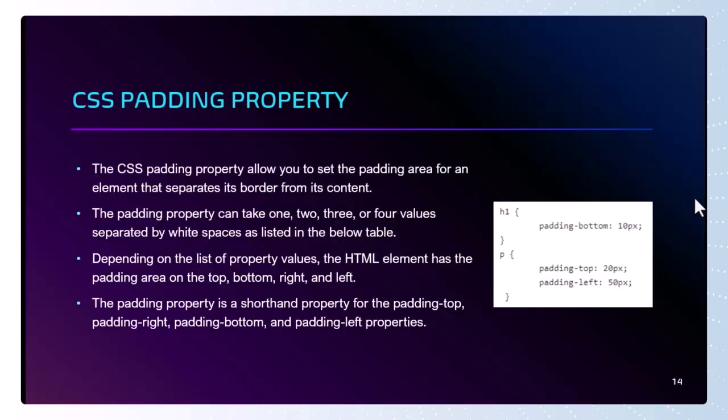And there's the padding property. The padding property allows you to set the padding area for an element that separates its border from its content. That can take 1, 2, 3, or 4 values separated by white space, as listed in the table. Depending on the list of property values, the HTML element has the padding area on the top, bottom, right, or left. And the padding property is shorthand for padding-top, padding-right, padding-bottom, and padding-left.